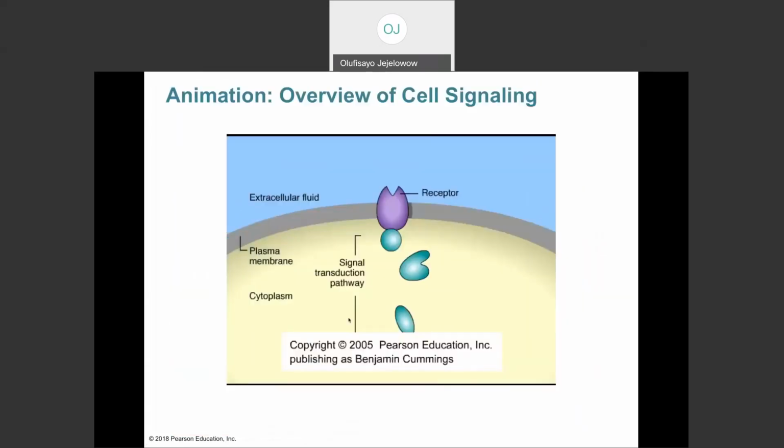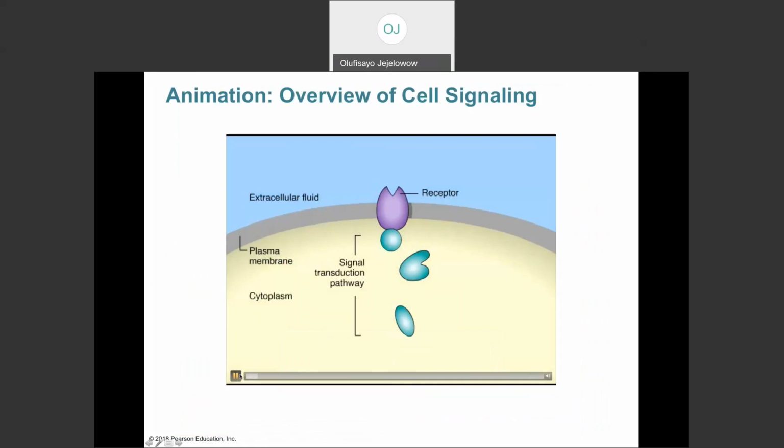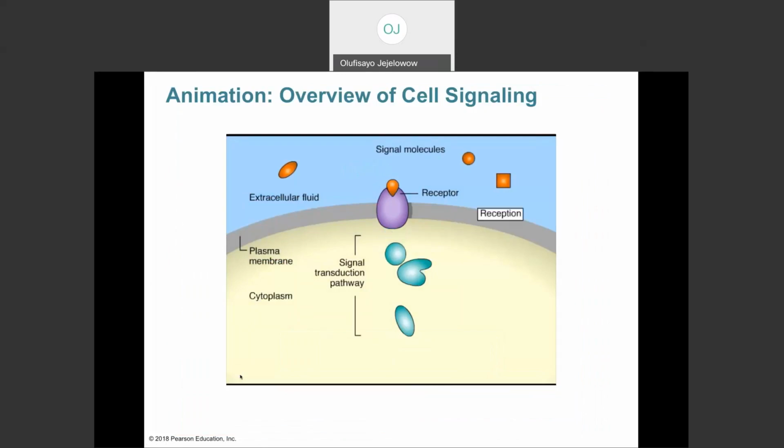Now let's take a look at an overview of the cell signaling process. Cells communicate with one another by means of chemical signals. For the receiving cell, there are 3 stages in the signaling process: reception, transduction, and cell response. The cell targeted by a particular signal has a receptor molecule complementary to the signal molecule or ligand. The ligand fits like a key in a lock and triggers a change in the receptor molecule.